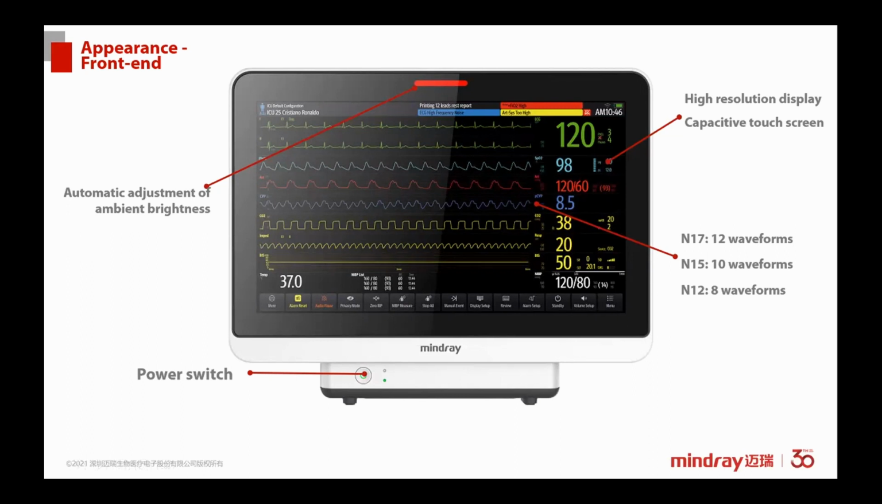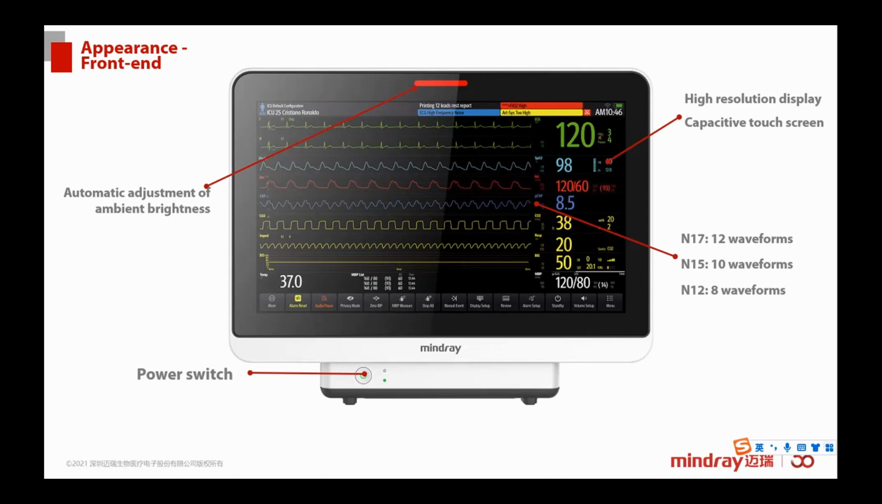And below is the main screen. We have the high resolution. The resolution is as high as 1920 by 1080, with a standard capacitive touch screen. For different models, the N70 can display up to 12 waveforms, while the N50 is a maximum of 10 waveforms. Also the N12 is a maximum of 8 waveforms.